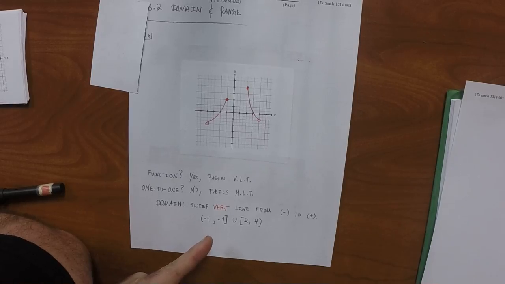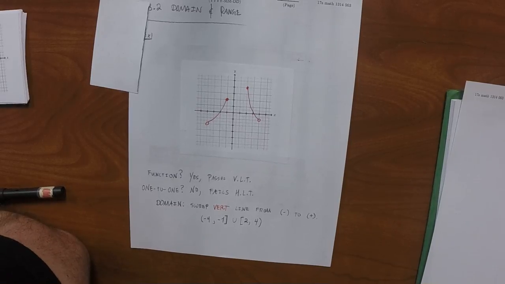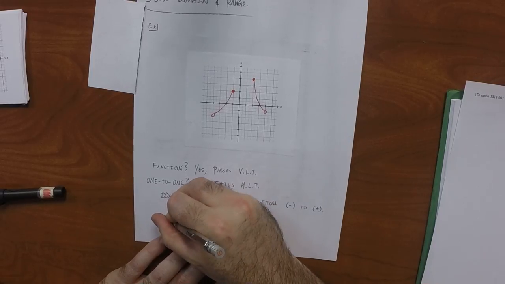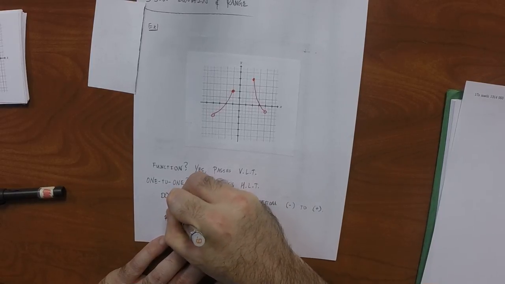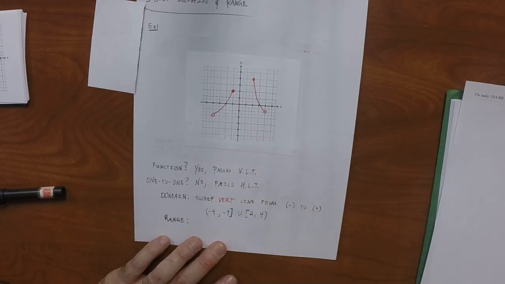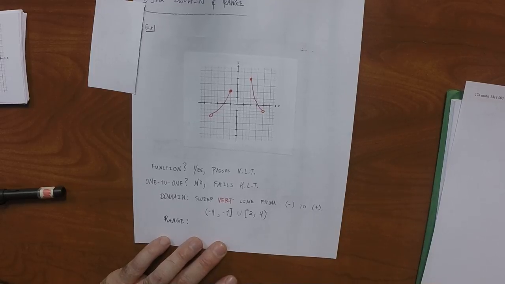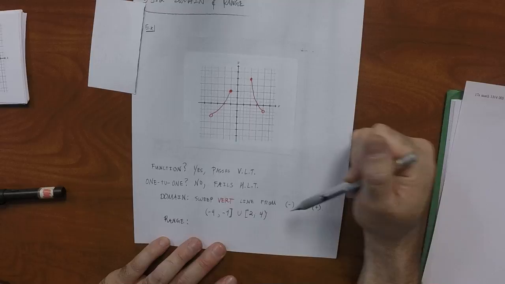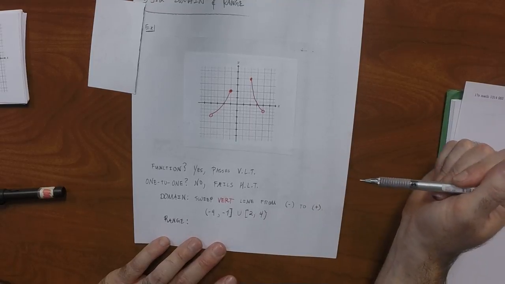Any question about coming up with this? Okay. So domain, that's the set of all possible inputs. Well, then how about in that same kind of language, what is the range? If the domain is the set of all inputs, then the range is the set of all outputs. And if to compute the domain we sweep a vertical line negative to positive, that is to say left to right, then what do we do for the range?